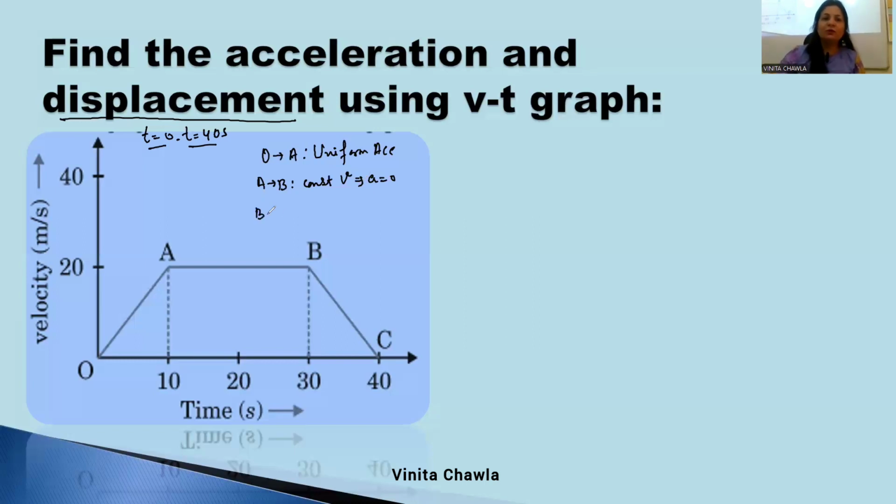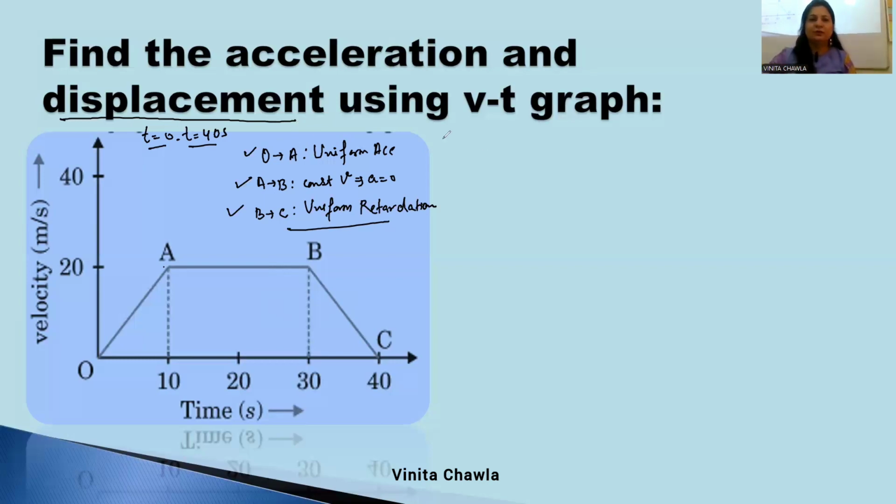But from B to C, there is uniform retardation, which means the velocity of the object is decreasing with time. So we can see that the value of velocity is decreasing, and so the object is retarding. So we have to find acceleration for three different cases. We'll get three different values of acceleration here. And displacement we can find out for the whole journey. Or we can find displacement from O to A, then from A to B, then from B to C, and add them. So there are two ways of finding displacement. Okay, so we'll do it both ways.